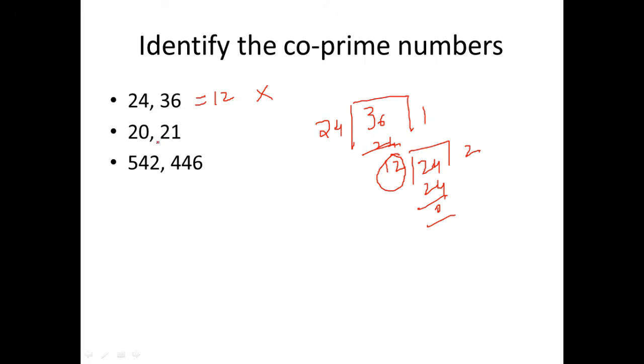What about 20 and 21? Using the property, we can very well say these are co-prime because they are consecutive numbers. What about 542 and 446? We know that the GCD for 542 and 446 is 2. Since the GCD is not 1, these two numbers are not co-prime numbers.